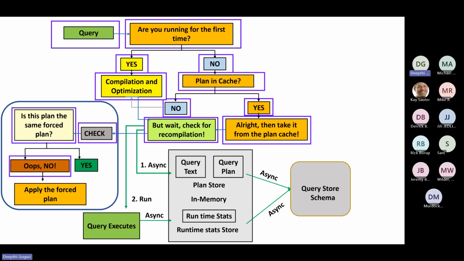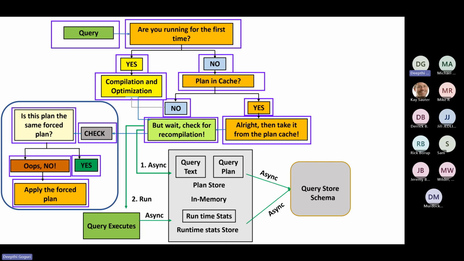Because data gets inserted, and in OLTP systems a lot of data gets inserted. Statistics might be stale. It can be any reason. It can generate a new plan which is not similar to the forced plan. Then if it is not similar to the forced plan, it will go ahead and apply that forced plan forcefully, because we forced a plan, it has to use that plan. But if the plan that got generated is similar to the forced plan, then it will move ahead and use the same plan.